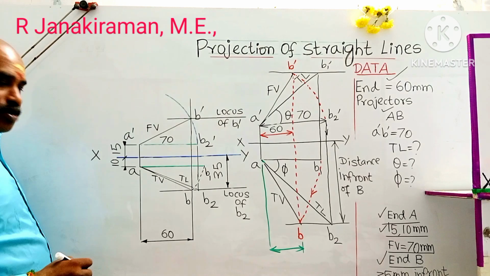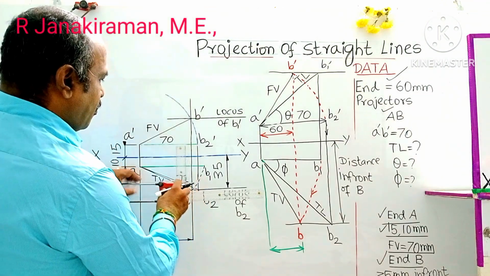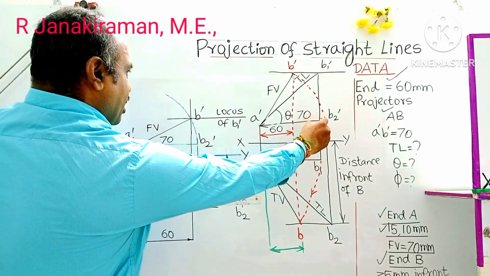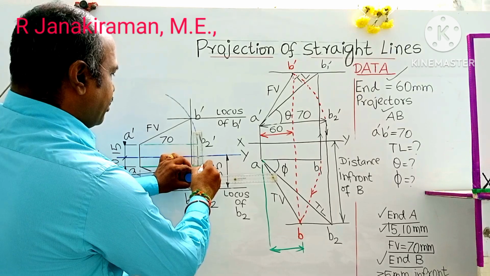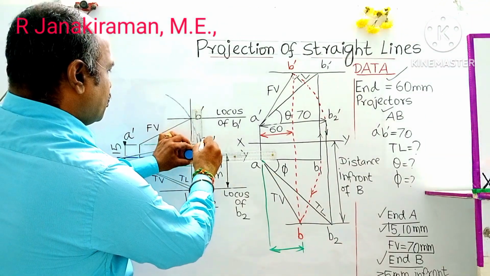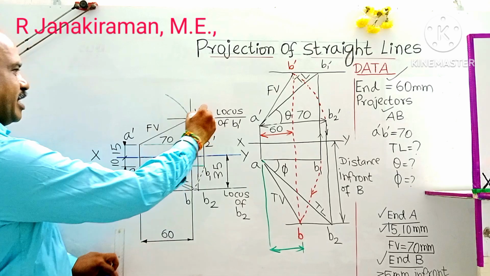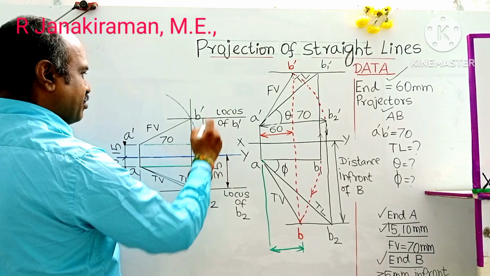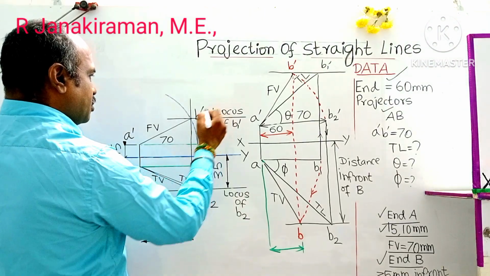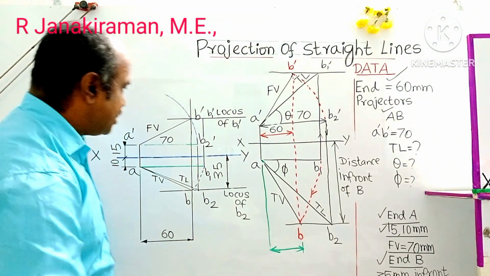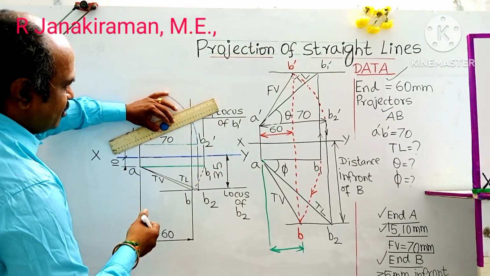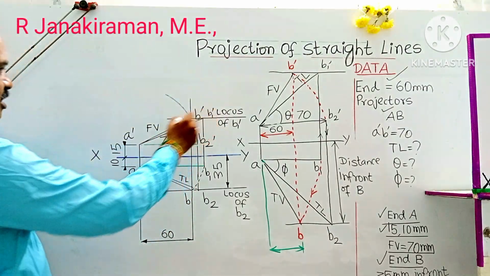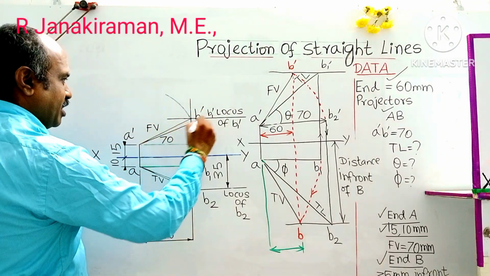Okay, so draw a vertical projector passing through B suffix 1. This is B1; draw the vertical projector where it intersects with the locus line passing through B dash. This is that line. This point shall be marked as B1 dash. Join A dash and B1 dash; this is also the true length of the line. This is TL, A dash B1 dash.